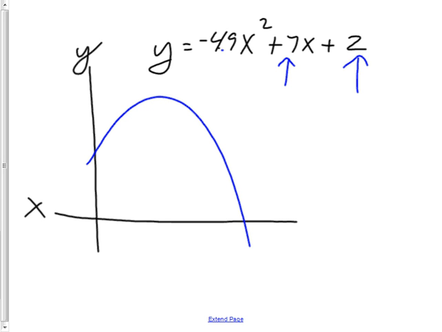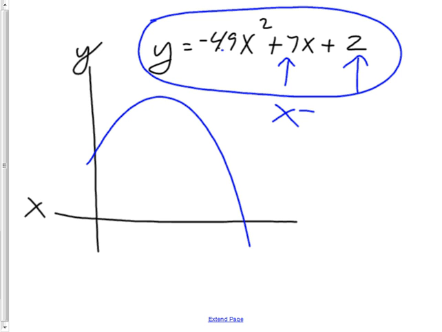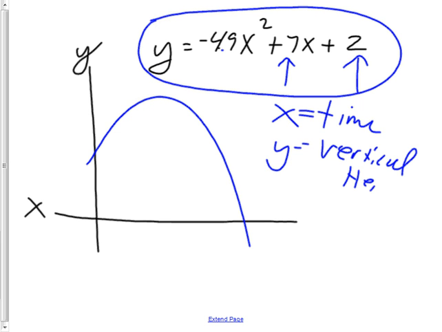When you have this graph, you have x and y. And what is x? Time. What is y? Vertical height. Kind of redundant, but I'm trying to say vertical to make the point. What's missing? What don't we have in this equation? Nothing's horizontal.